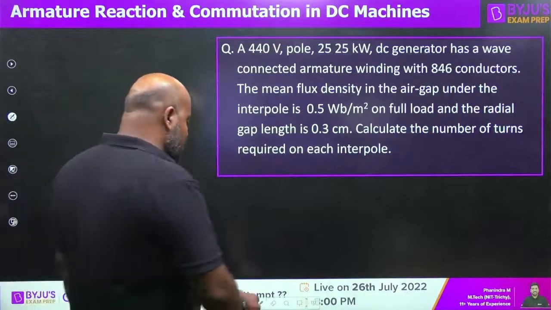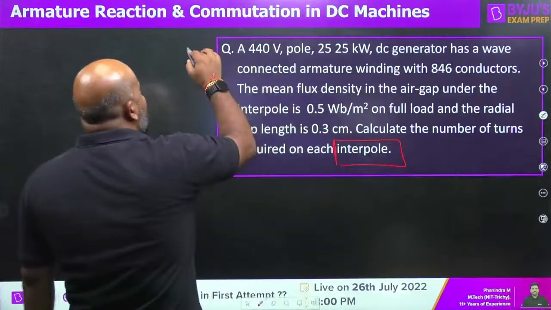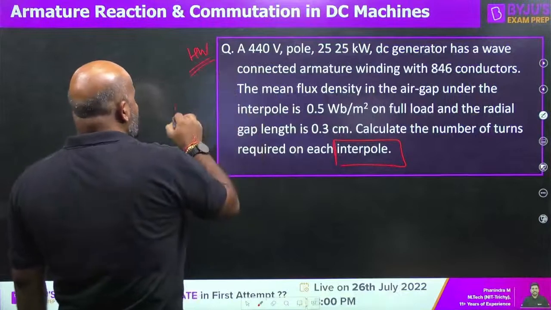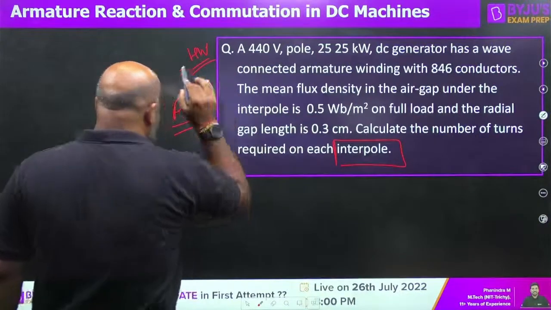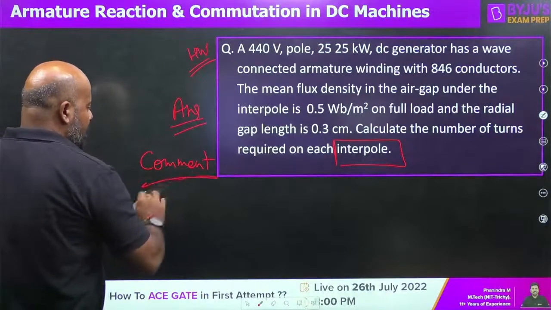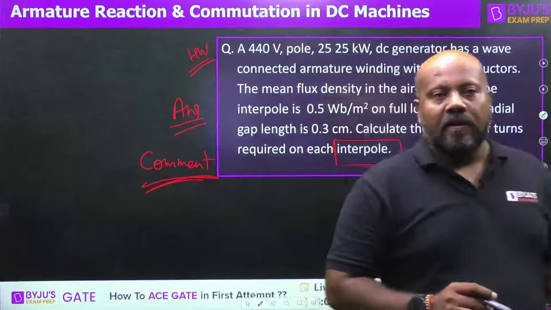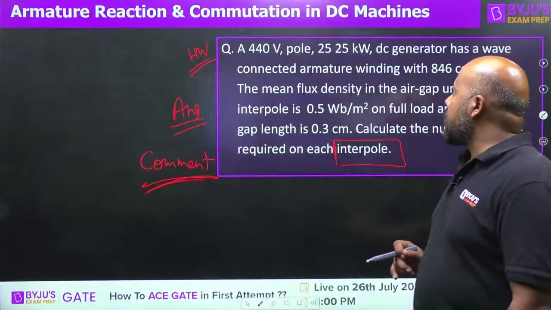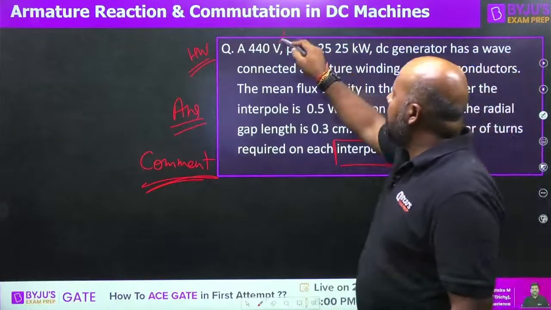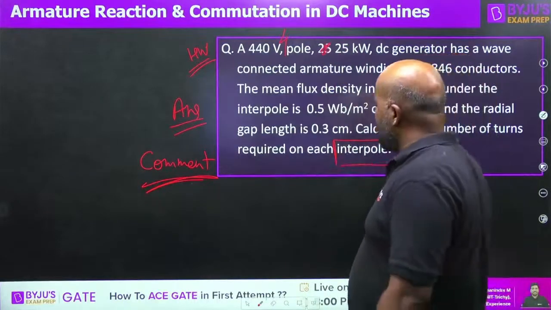This question is on interpole. I am giving you this as part of your homework. Just solve it and give me the answer in the comment section, and I will see who is giving me the answer. Number of poles is not mentioned, take it as 4. This is 25.